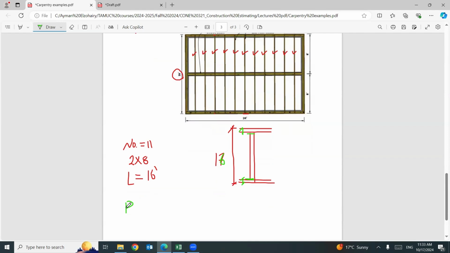So how much board foot for the joists only? I'm talking about the joists. So the number is 11. The length of one piece is 16 feet. The cross section is given as 2 by 8, divided by 12. 12 is a constant number. So 11 times 16 times 2 times 8 divided by 12, I got 234.67 board foot.